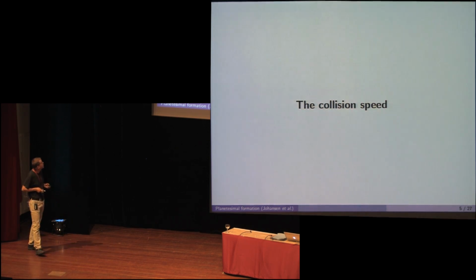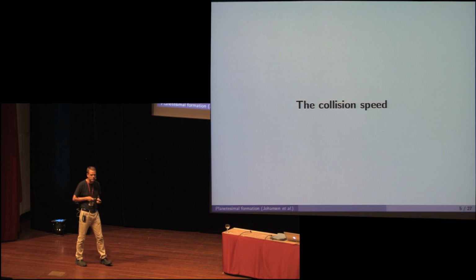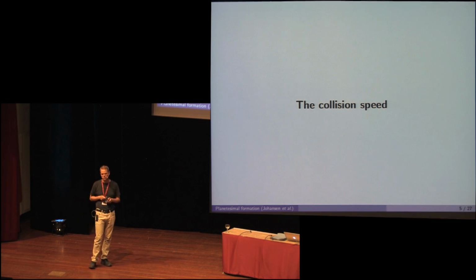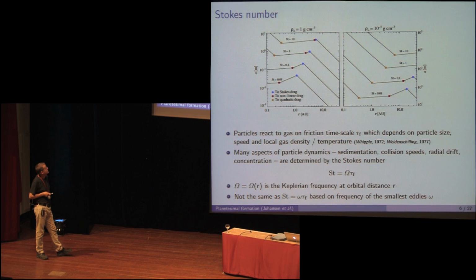Okay, so going now to point number 4 first, the collision speed. This is actually one of the areas where it's become harder to be a pre-planetesimal since the last Protostars and Planets review, and I'm going to show you why. But in order to understand collision speeds, we need to talk a little bit about non-dimensional numbers, which theorists like so much. And one important non-dimensional number in a protoplanetary disk is the so-called Stokes number. The Stokes number is a measure of the so-called friction time, so particles react to the gas on the friction time. A complicated expression that depends on particle size, speed, local gas density, and so on.